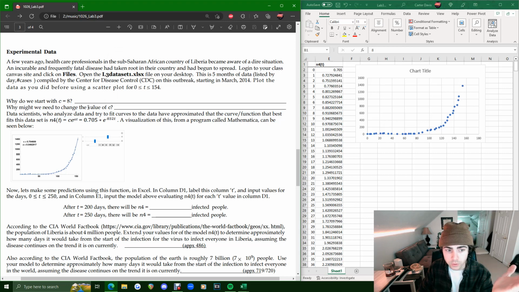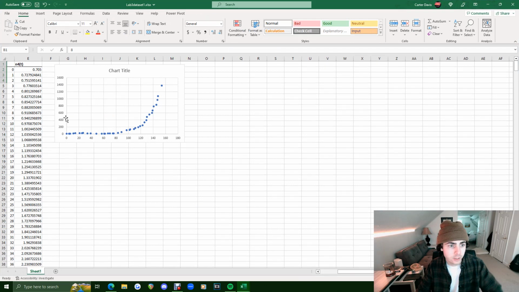Otherwise, we wouldn't have been able to approximate, to fit a curve that best fit this data accurately. I don't know, something like that. It feels like the question is out of order. This whole "why do we need to change the value of C?" It feels wrongly placed, in my opinion. Anyway, let me stop rambling.